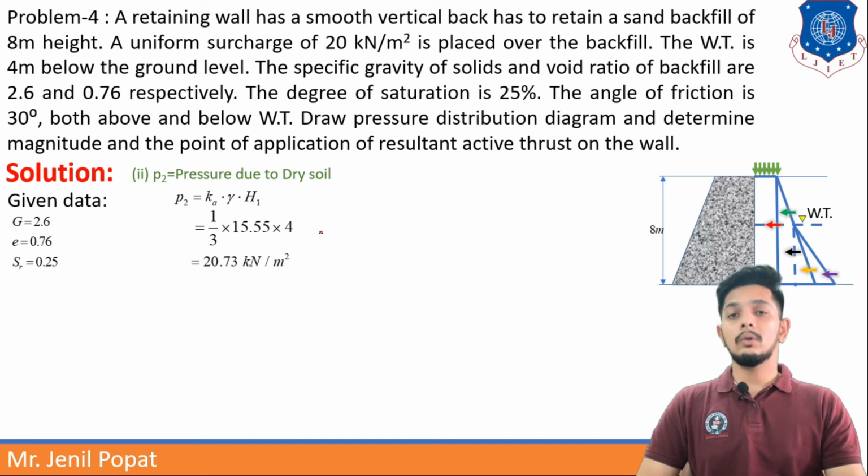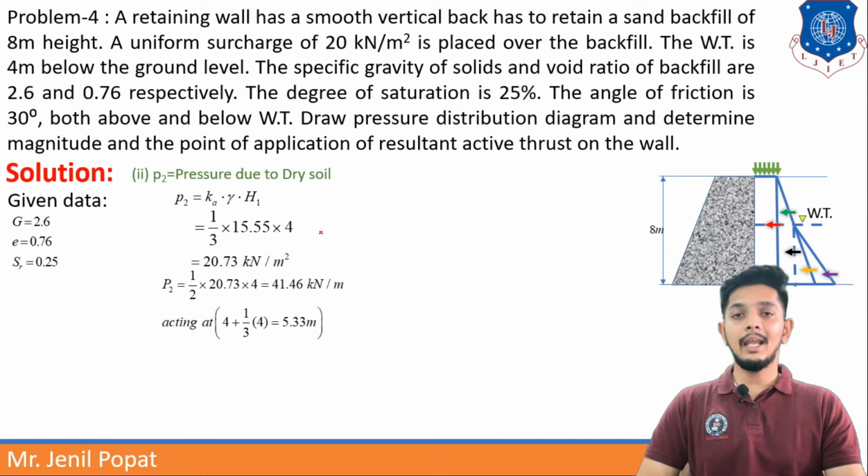Now the P2 force will be 1/2 base into height of the triangle. This triangle has height 4 meter and the base is pressure P2. So the P2 force will be 41.46 kilonewton per meter. Where will it act? It will act at the CG of the triangle.